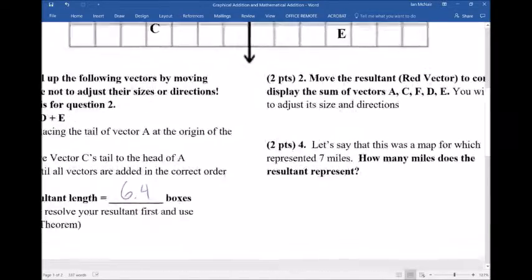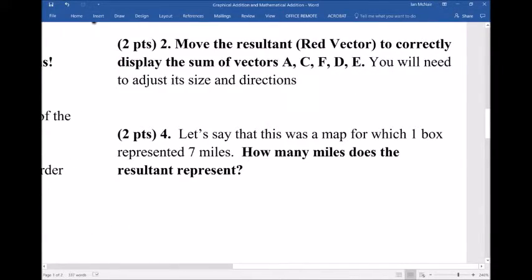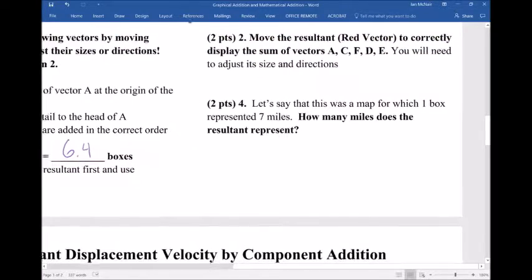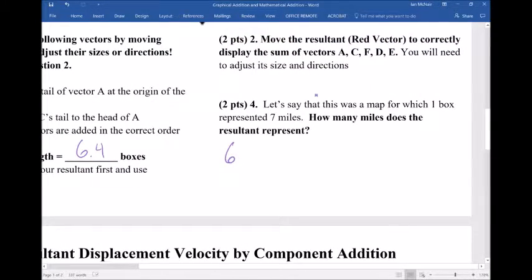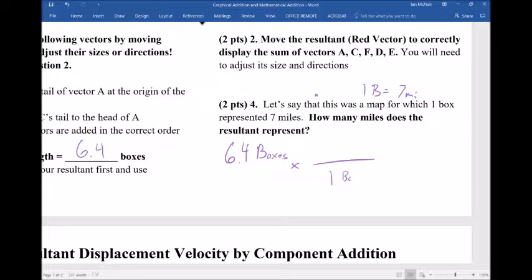Then we have this next part. It says, let's say that this was a map for which one box represented 7 miles. How many miles does the resultant represent? So we're going to write down what we have, and we're going to use our conversion factor. We have 1 box equals 7 miles. I'm going to turn that into a fraction so I can get rid of the boxes. So I know 1 box is the same as 7 miles, and so it's really just 6.4 multiplied by 7. Do that really quickly on the calculator. That gets us 44.8 miles. So make sure you have that unit or else you'll lose some points.